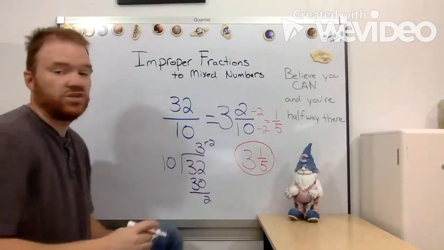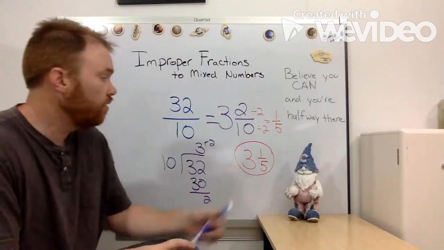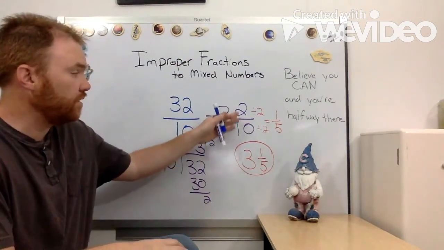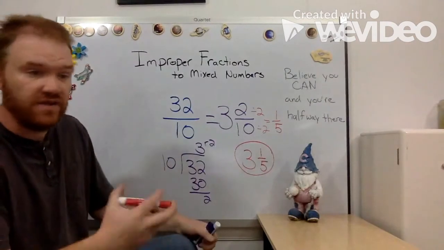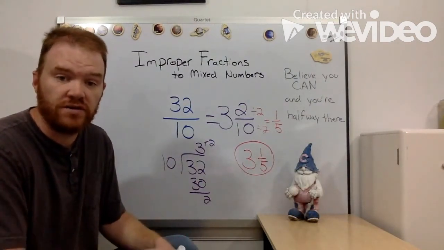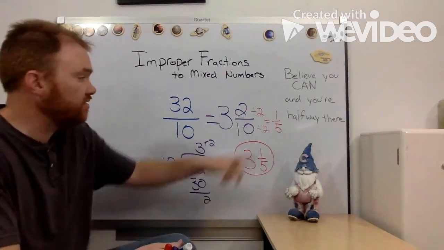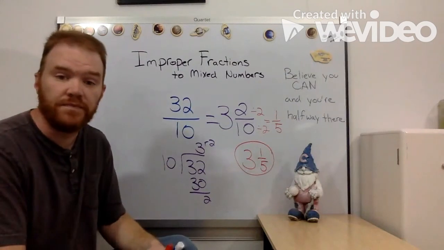That's always a step that might occur, where you get your mixed number and you still have to simplify the fraction. If you do, find the greatest common factor and divide both numerator and denominator by it. You have your new fraction, and you just keep that whole number the same.